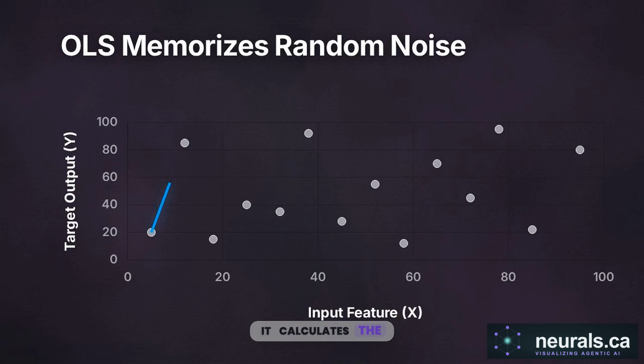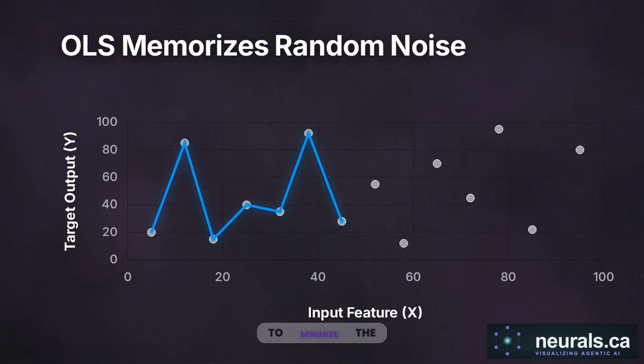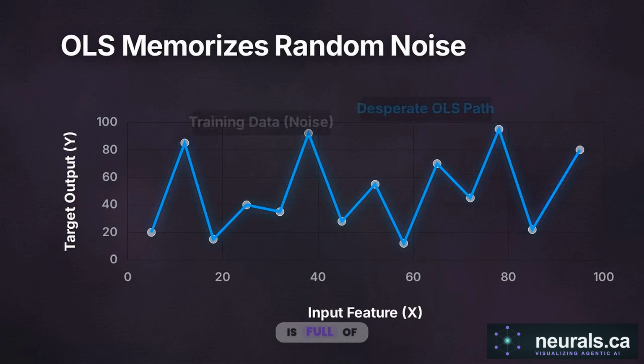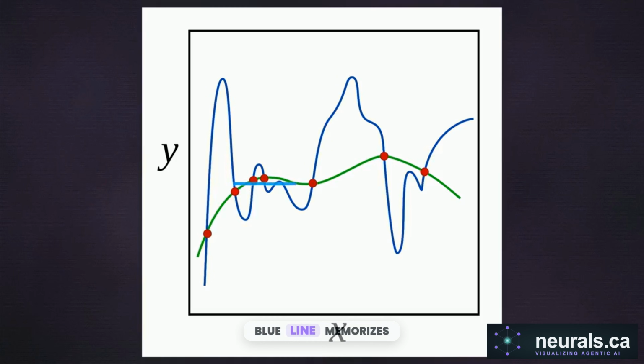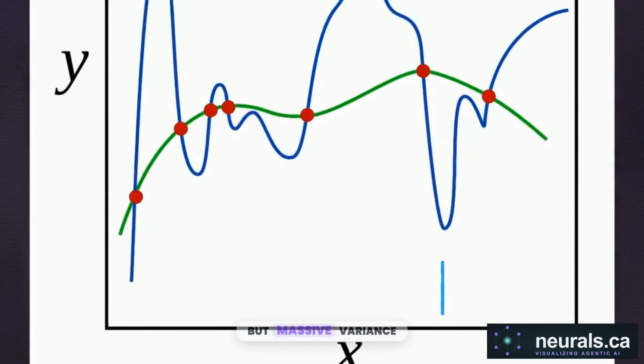It calculates the exact path through the training data to minimize the distance to every single point, even if that data is full of random noise. The blue line memorizes the data, contorting to hit the red dots exactly, while the green line sweeps a smooth trajectory. This is the bias variance trade-off. The blue curve has zero bias, but massive variance between points. Predicting the future with this will fail wildly.